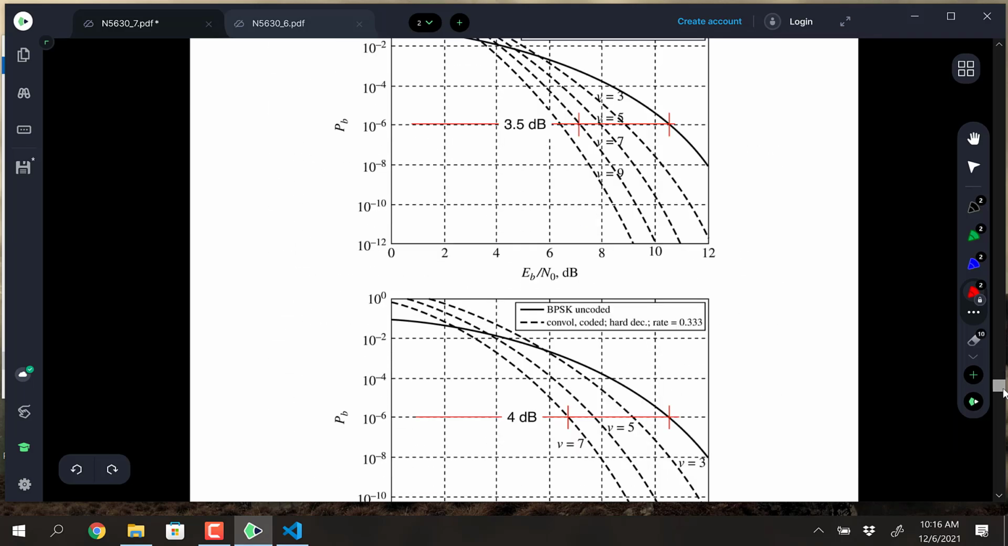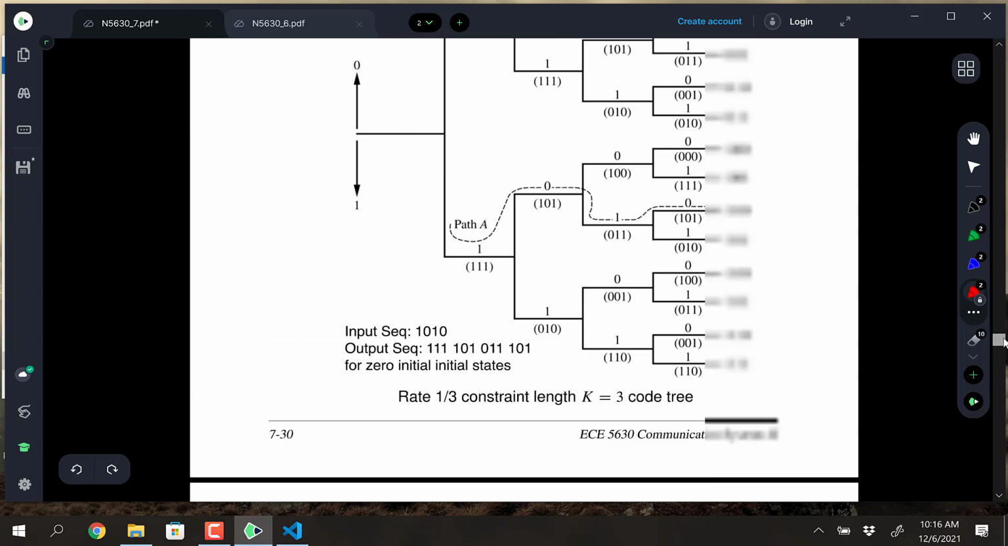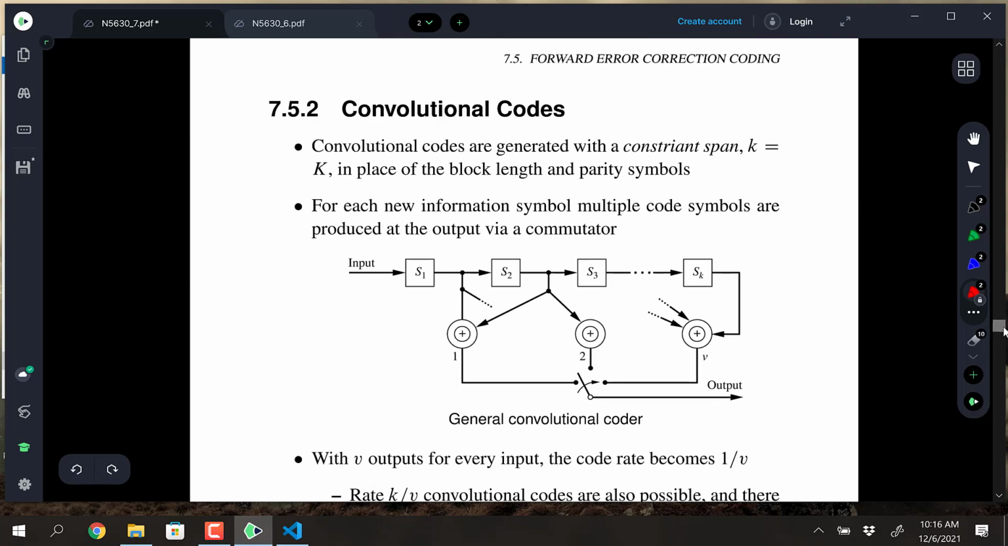So now we want to go back to convolutional codes. A convolutional code is based on having a shift register and then having taps off the shift register that combine with exclusive OR combiners the bits that are coming in serially at the input.